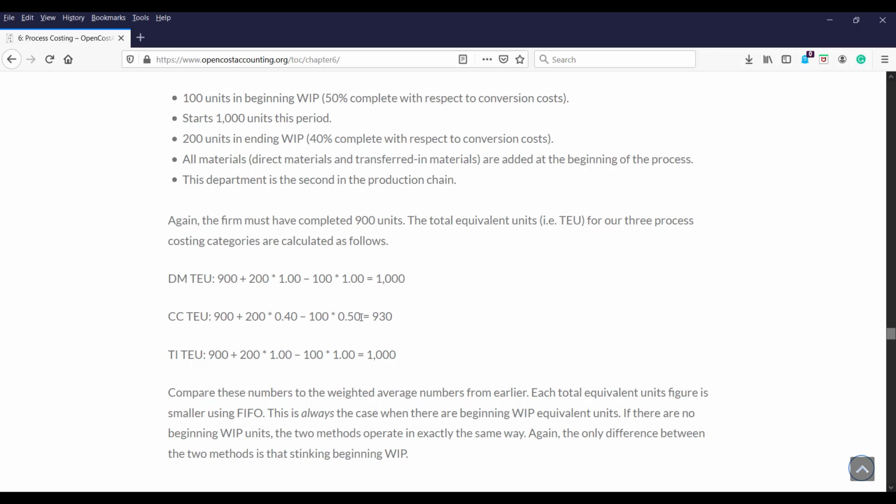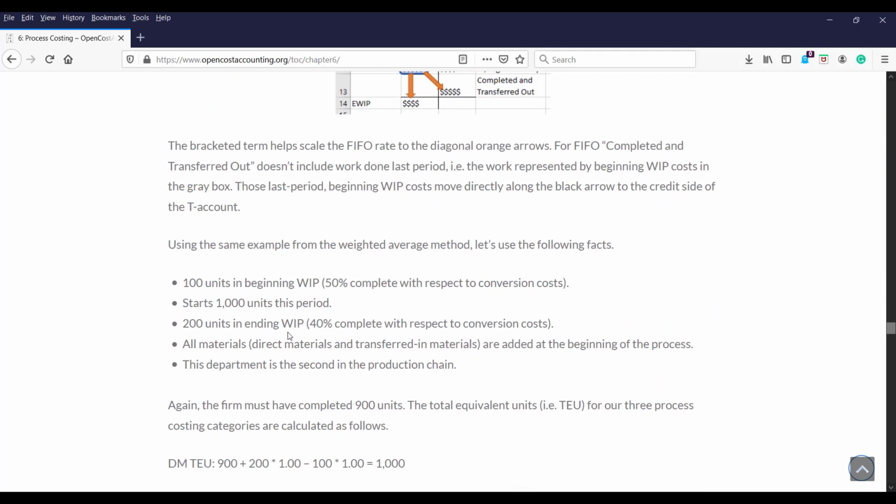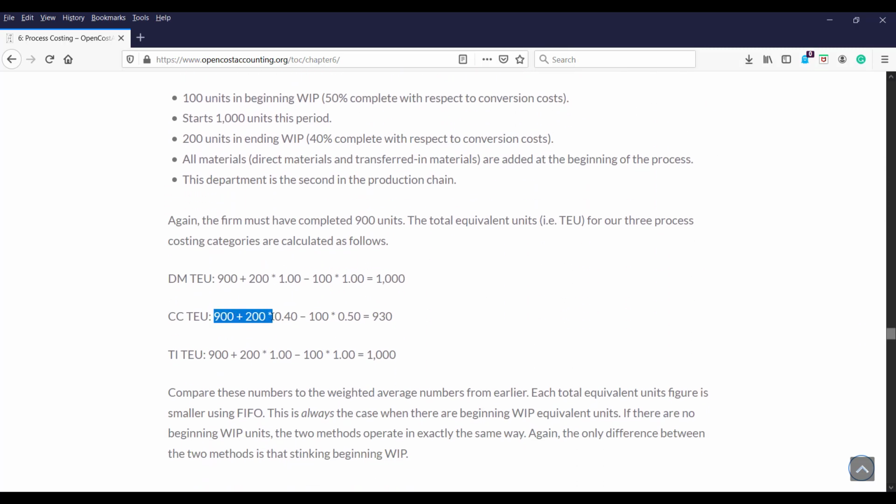So we're going to back those 50 units out of our otherwise what would be 980 back up here. That's what you get from 900 plus 40% of 200. Back out 50 units of that from this beginning WIP, and you end up with 930 instead. For transferred in costs, we have typically the same thing as we had for weighted average, and we back out 100% of the 100 units in beginning WIP, and we end up with 1,000 total equivalent units with respect to transferred in costs.